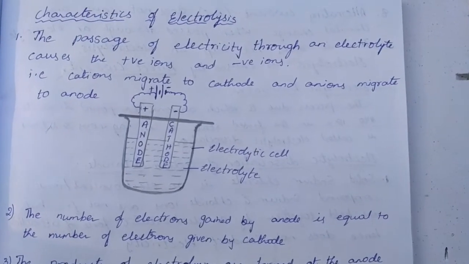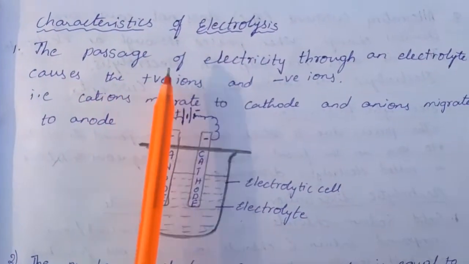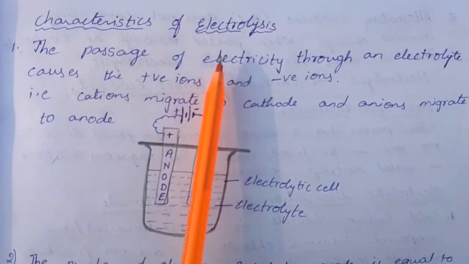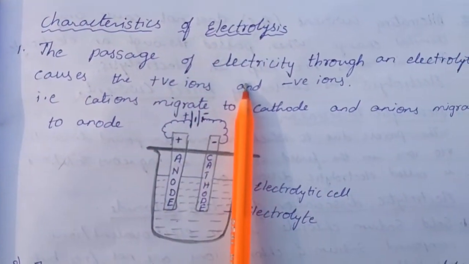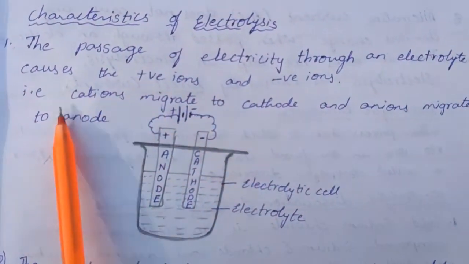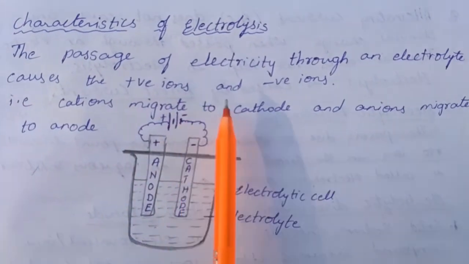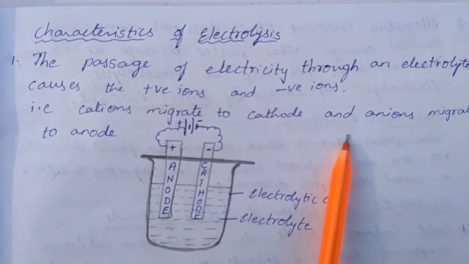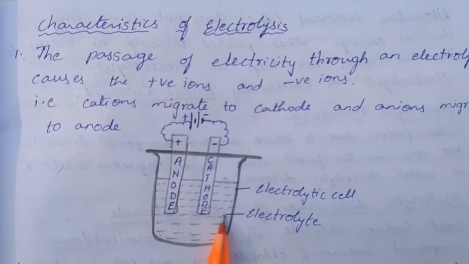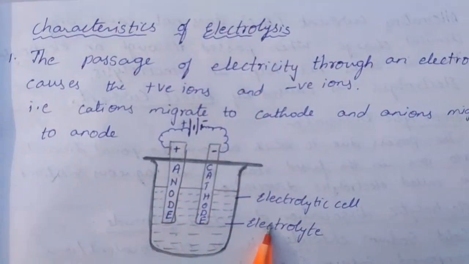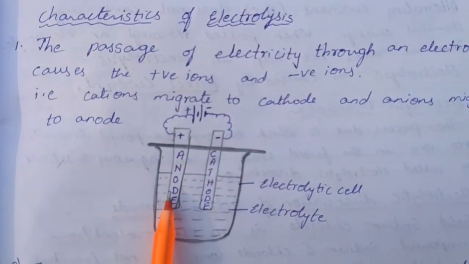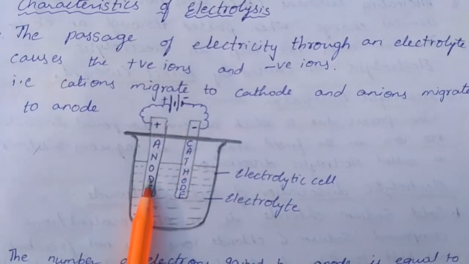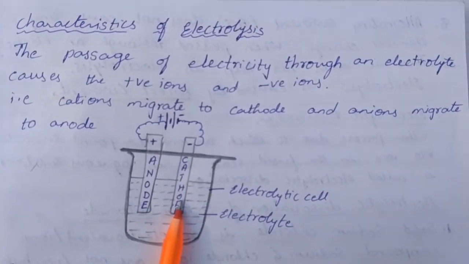In this class, we will discuss the characteristics of electrolysis. The passage of electricity through an electrolyte causes the formation of positive ions and negative ions. See here the picture. This is the process of electrolysis. In this, we can see two electrodes: one is the anode and the other one is the cathode.